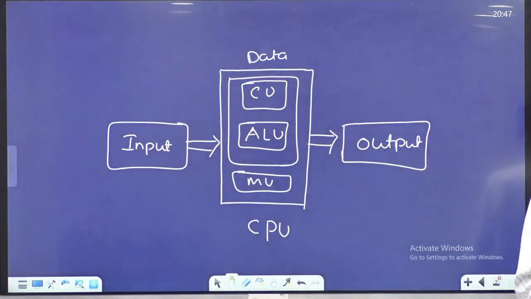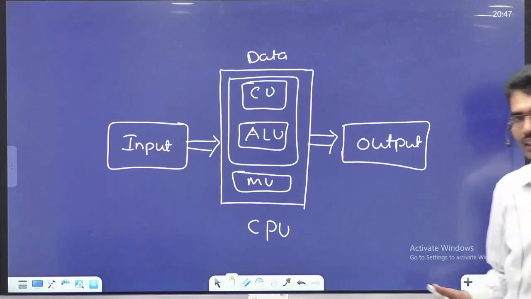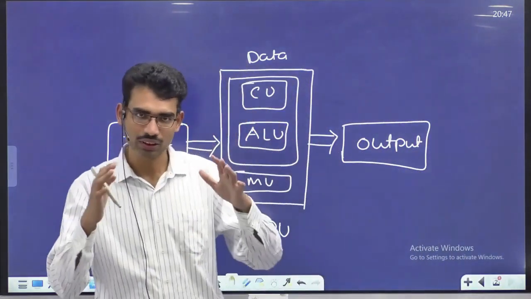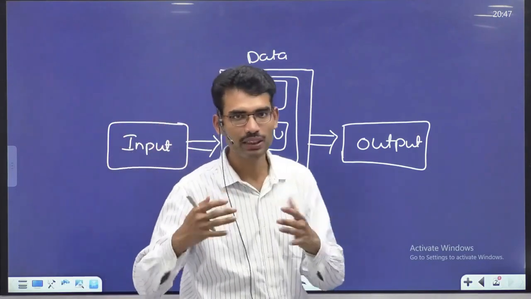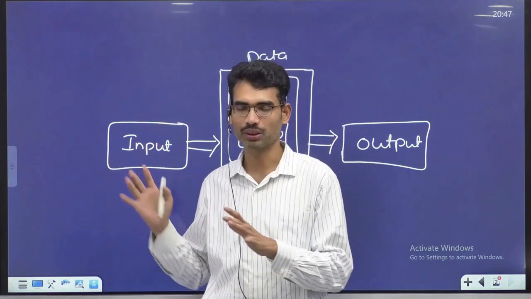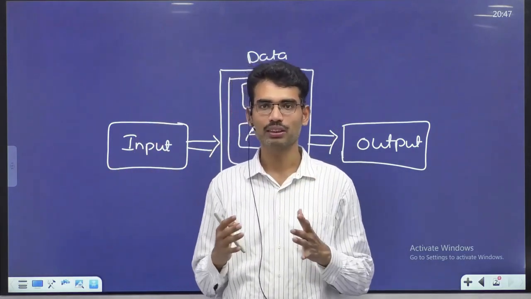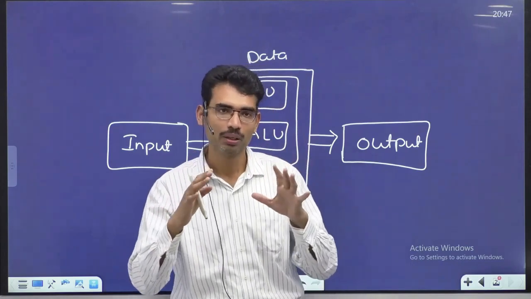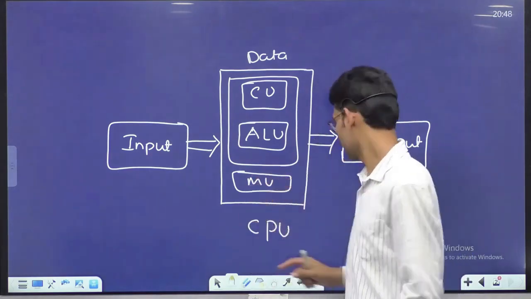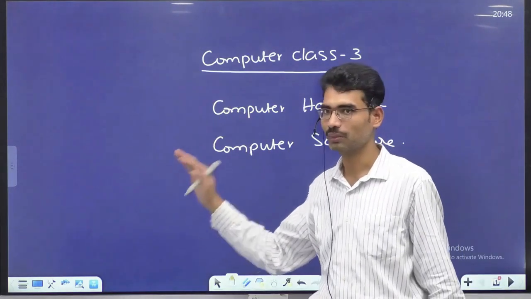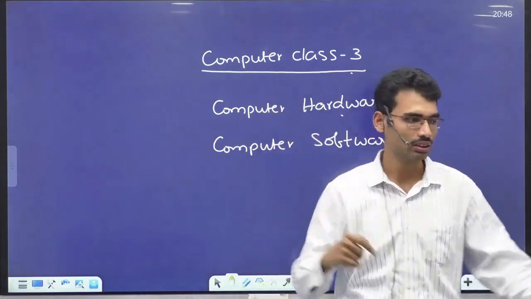This input, output and central processing unit have certain things which we can touch and see directly. At the same time, there are certain things which we cannot see and touch. There are some components of the computer whose outward appearance is visible and which we can touch. Others we can write and see, but we cannot touch. This is where two different sections come: one is computer hardware and the other is computer software.